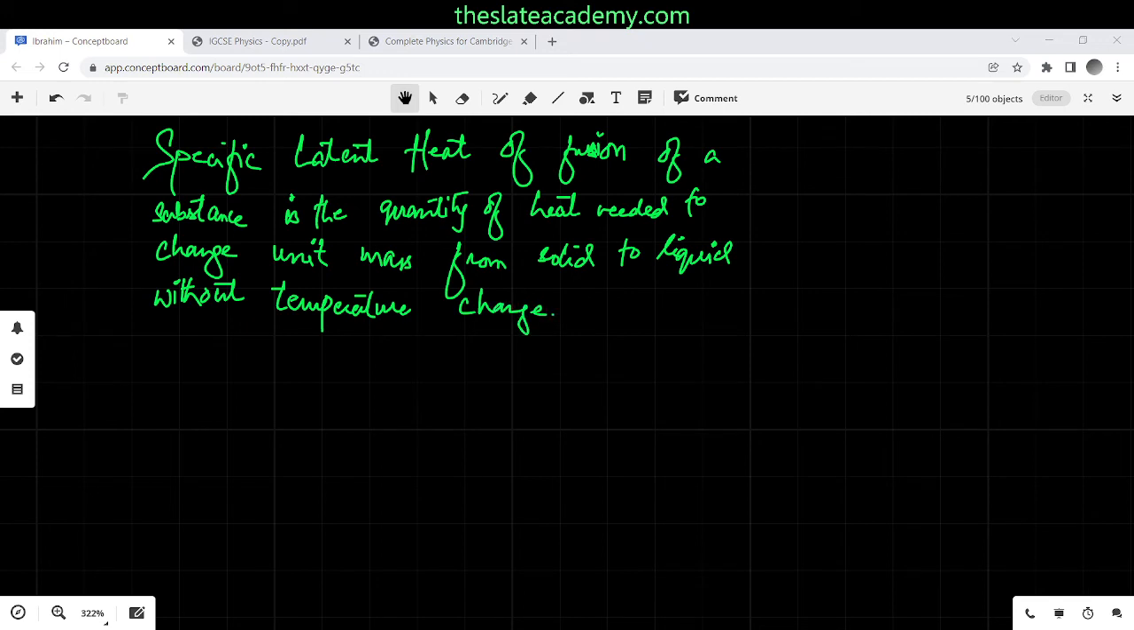Why do we mention without temperature change in this one? First write down the whole definition and then tell me why we mention without temperature change in this definition. What if I am told that this was an ice cube initially at 0 degree centigrade, and now I gave it some heat, and that heat converted it into water at 7 degrees centigrade? Can I call this heat specific latent heat of fusion? Why not?